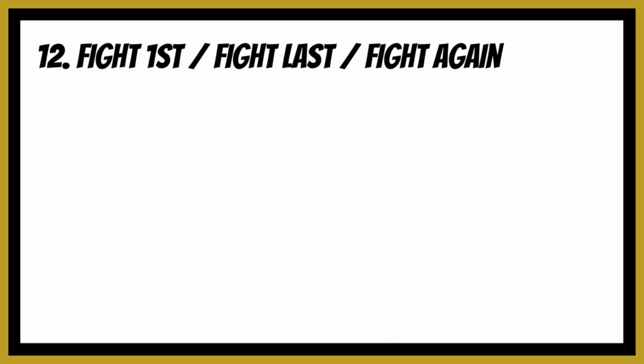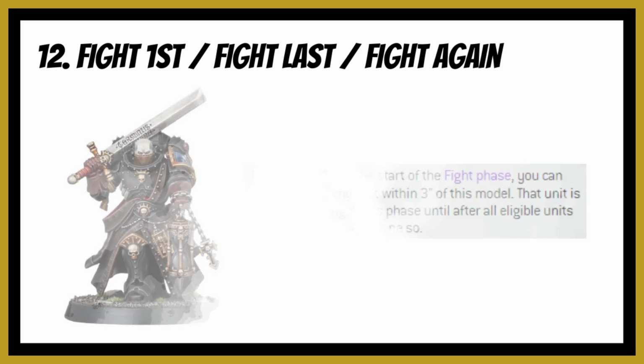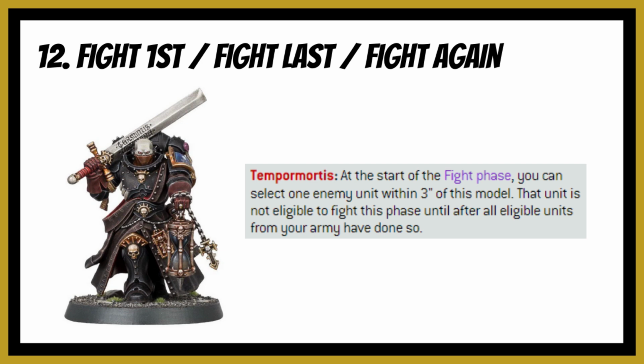Okay, on to the final point, which is the fight first, fight last and fight again abilities within the 40k game. It's just something to be looking out for before you're actually making a charge move. Now, some units within the game have these kind of abilities. A common one is the Judiciar from the Space Marine Codex with its Temperance Mortis ability.